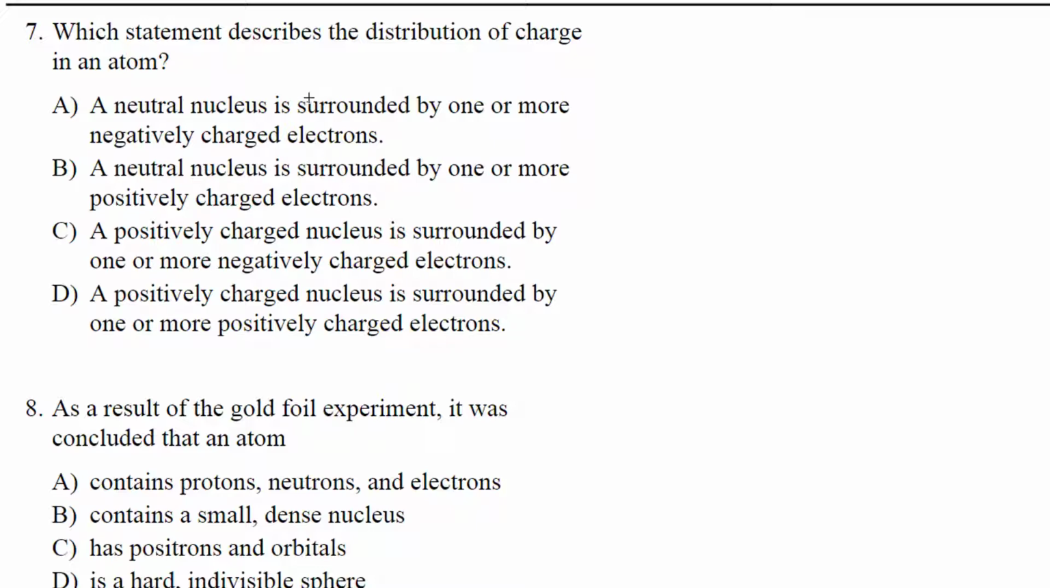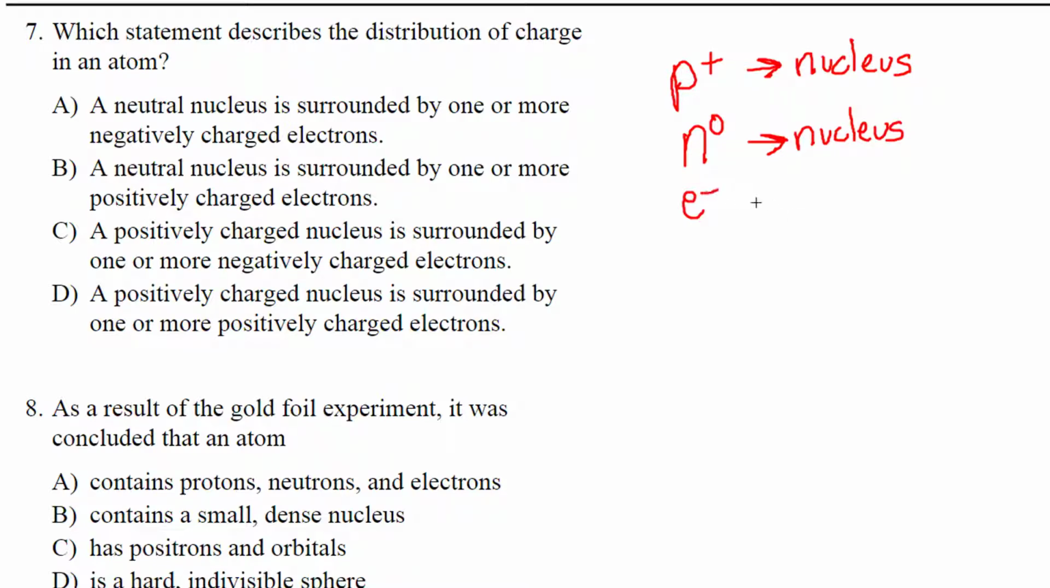And let's roll along to question 7. We have which statement describes the distribution of charge in an atom? All right, so where are the charges in the atom? Remember, protons are positive and they are in the nucleus. And neutrons are no charge. They are also in the nucleus. And electrons are negative and they are in the orbitals.